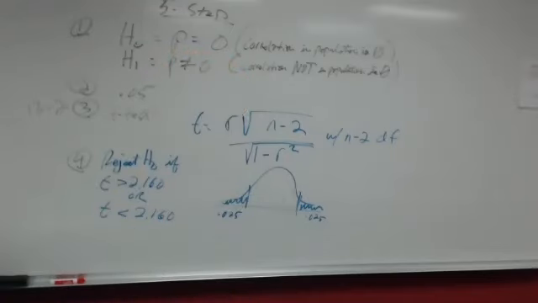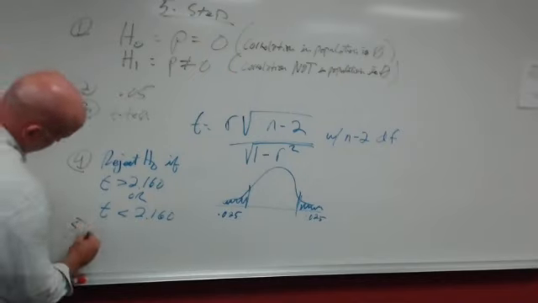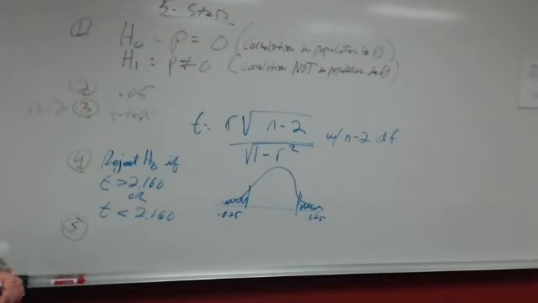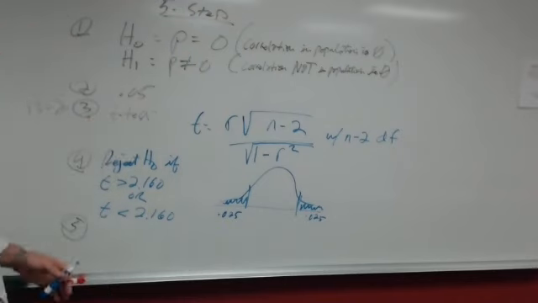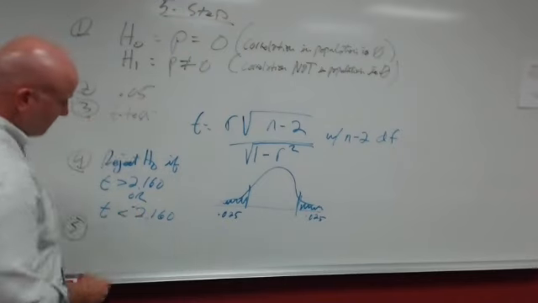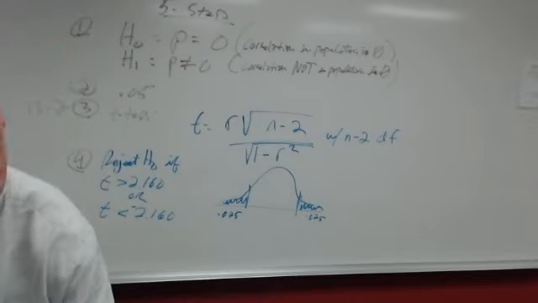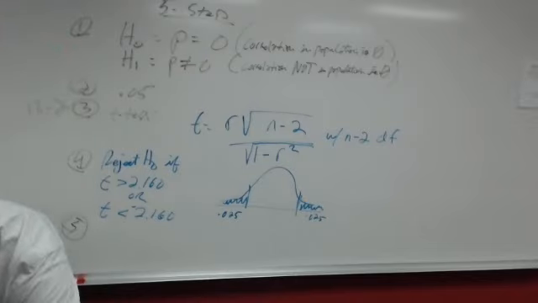All right, step 5, what is it? Make a decision regarding the null hypothesis. Well, take a sample, calculate. Shouldn't it be T is less than negative 2.160? We can put it there. That's why I was confused.